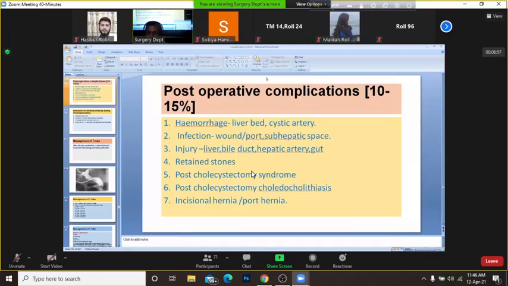Hello. Roll number 10. 10K, roll number 10. Have you any question regarding the operative treatment of gallstone disease? Any question? No, sir. No.